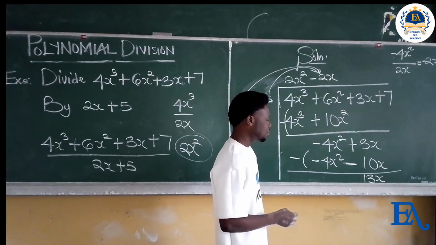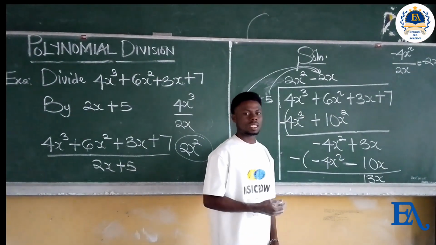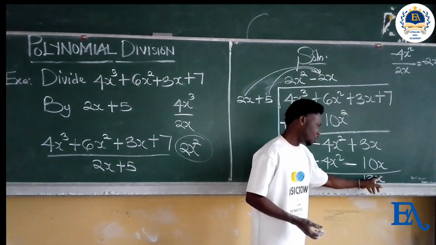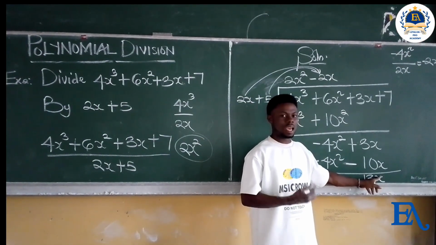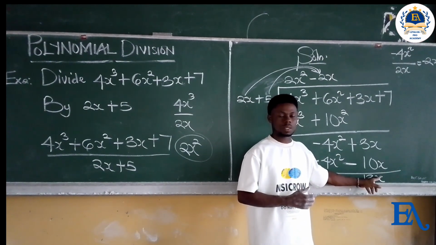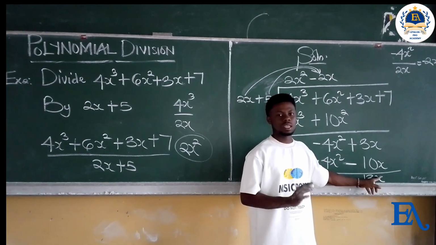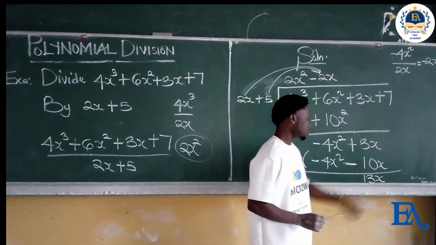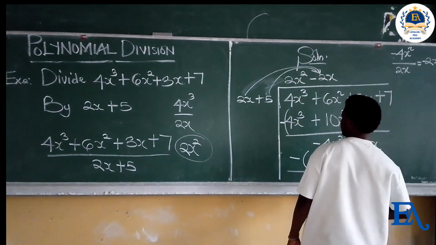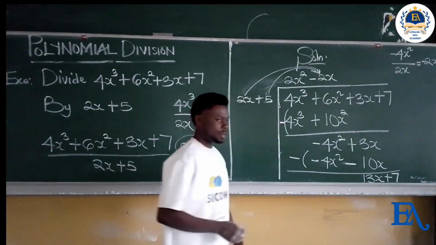After subtracting this from this, the next is to add the next term from the dividend. The next term from the dividend is going to be that with x raised to the power of 0. Since this was x raised to the power of 1, the next term should be x raised to the power of 0. And every term that is bearing x raised to the power of 0 is basically a constant term. So which is plus 7.